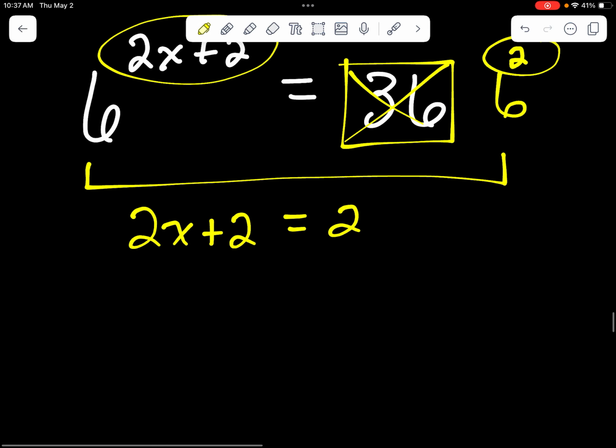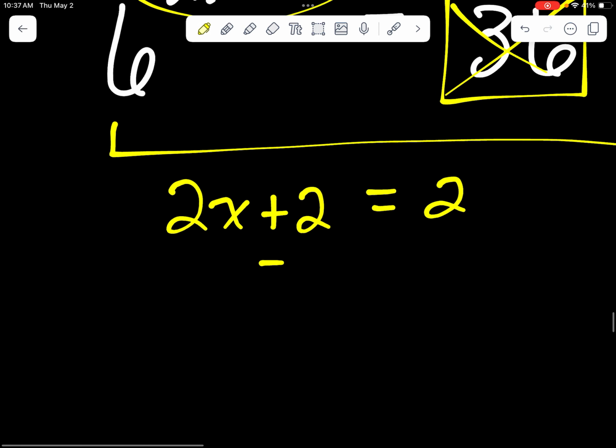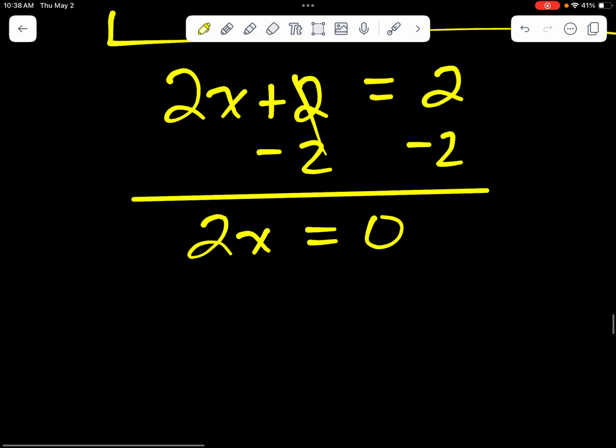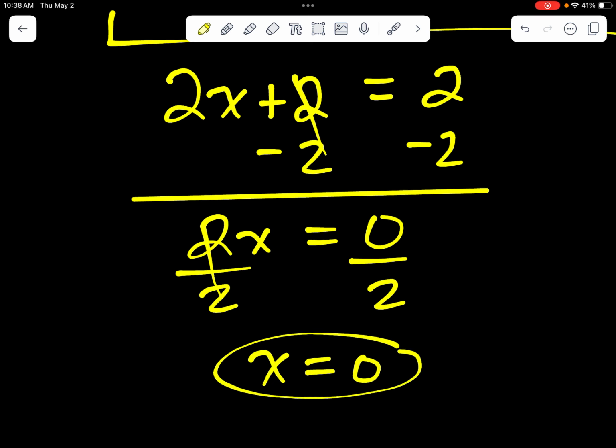We'll solve this here. X is on the left, so let's move our numbers over to the right by doing opposites. So we have 2x equals 0, and then we're going to divide by 2 because the opposite of multiplying is to divide, and my answer is x equals 0.